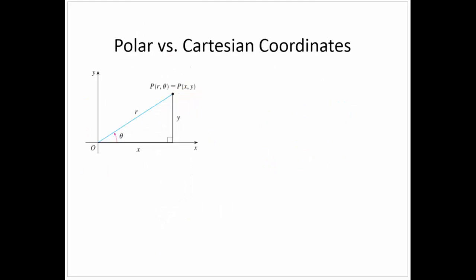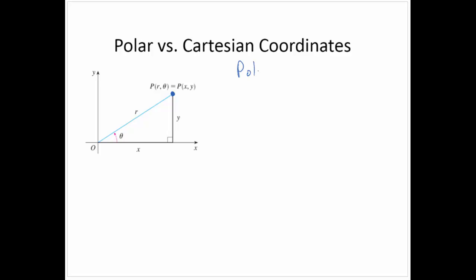This diagram represents the relationship between polar and Cartesian coordinates. So if we just think of this angle theta and radius r, we can see the corresponding x and y coordinates, and so this point can be represented with either polar coordinates (r, theta), or Cartesian coordinates (x, y). Now, we want to be able to convert between them in either direction.